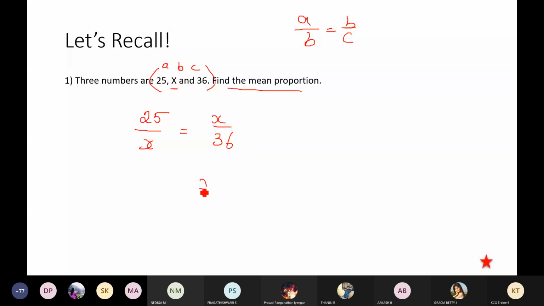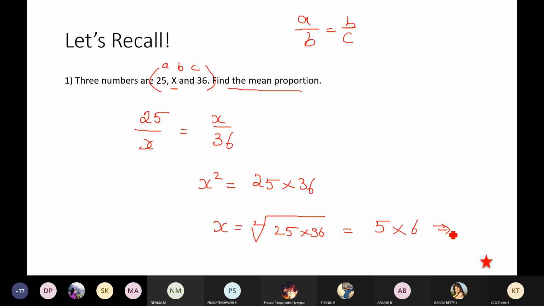So can I say X square is equal to 25 into 36? So what is the value of X then? Square root of 25 into 36, which would give me 5 into 6. What is the value of 5 into 6, guys? Sorry, it's 30. So the value of X is equal to 30.